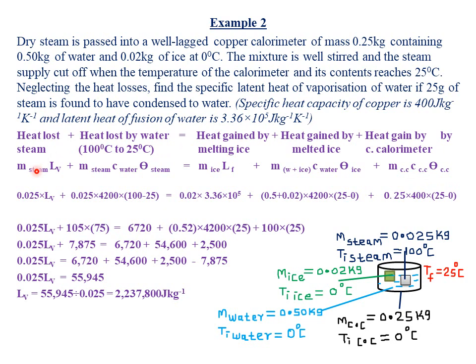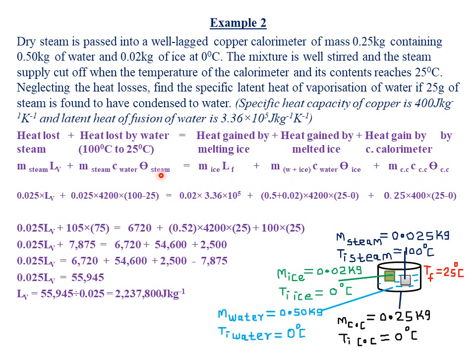So the mass of steam, we already had it as 0.025 kg. So 0.025 kg multiplied by the specific latent heat of vaporization, which is given by LV, that is the unknown. Then plus the mass of steam, of course 0.025 kg, multiplied by the specific heat capacity of water, which is 4200 joules per kilogram per Kelvin. Even if you are not provided with that in the question, it's simply a constant value. The specific heat capacity of water is always 4200 joules per kilogram per Kelvin.